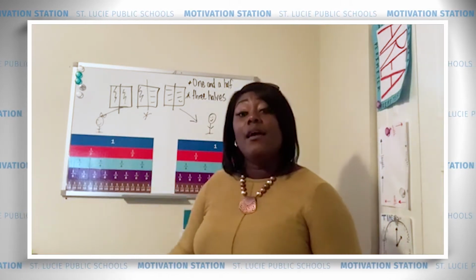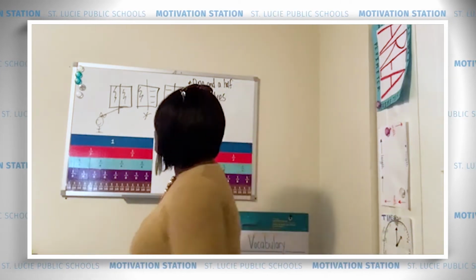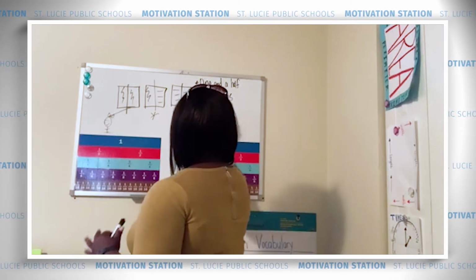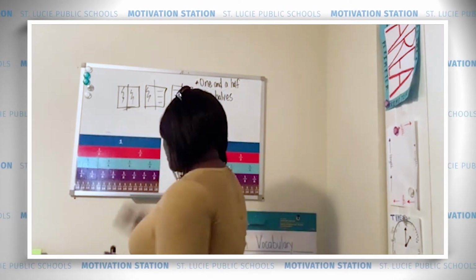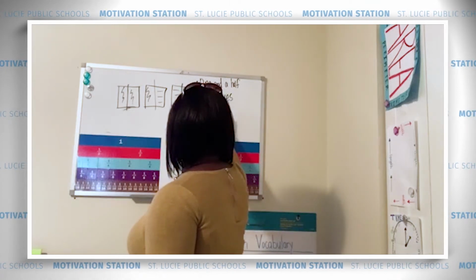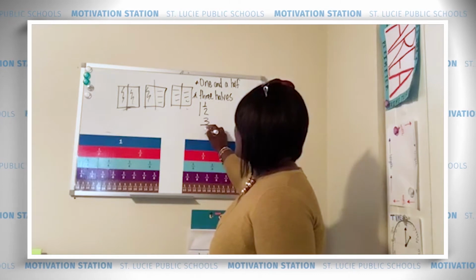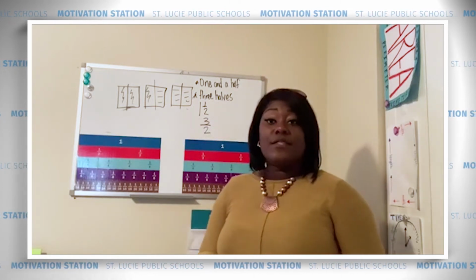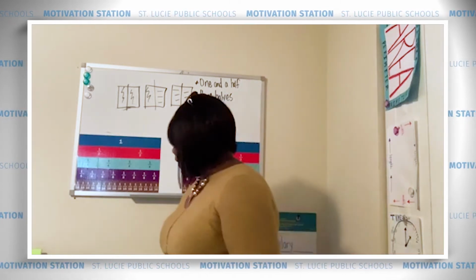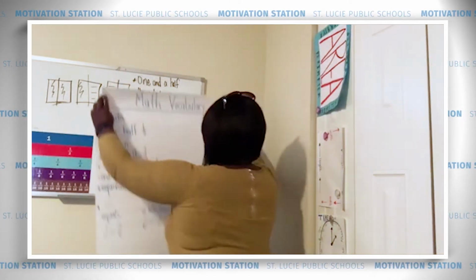So let's take a look at how we can write that using fractions and mixed numbers. So we'll take the 3 sandwiches, and each friend would either get 1.5, or each friend would get 3 halves. So let's go ahead and move on to our vocabulary.